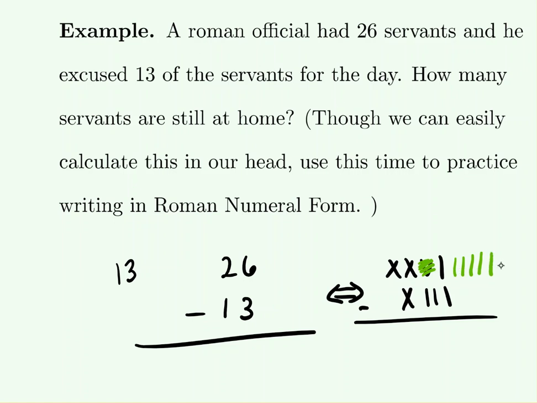So the top number is still the same. It's still 26. 10 plus 10 plus 6. But now it's in a form that we can use. We're going to subtract 3 of the ones here. And we see that we're left with 1, 2, 3. We take one of the x's away from the two x's and we get a single x, and we get 13 as we expected in both representations.